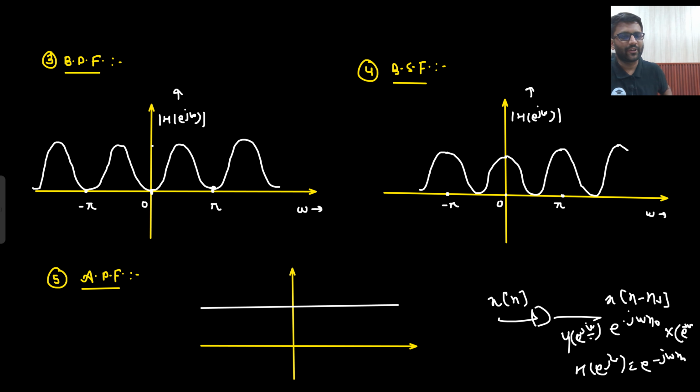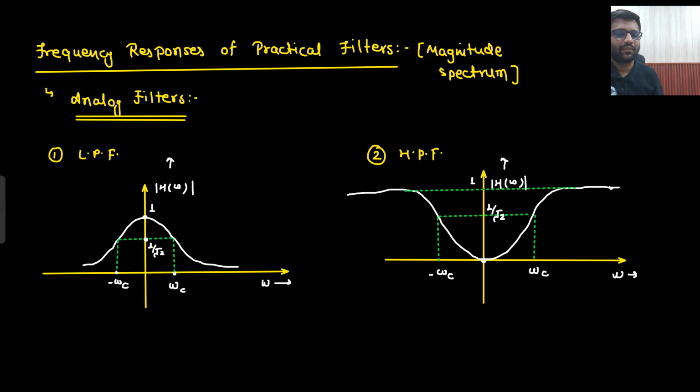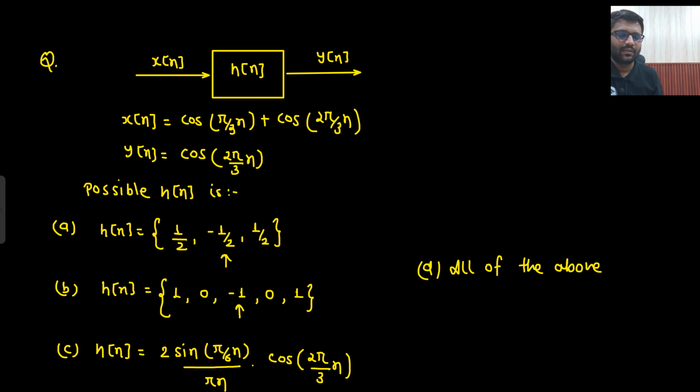And what will be its amplitude? That would be 1. So practically you will not be able to design delta n, but practically you can design a delay filter. You can just give a simple delay, right? So practically delta n is not possible, but surely a delay is possible. All good, all fine. So this is your all pass filter. Okay, so these were the practical filters that we wanted to make, and we have made it.